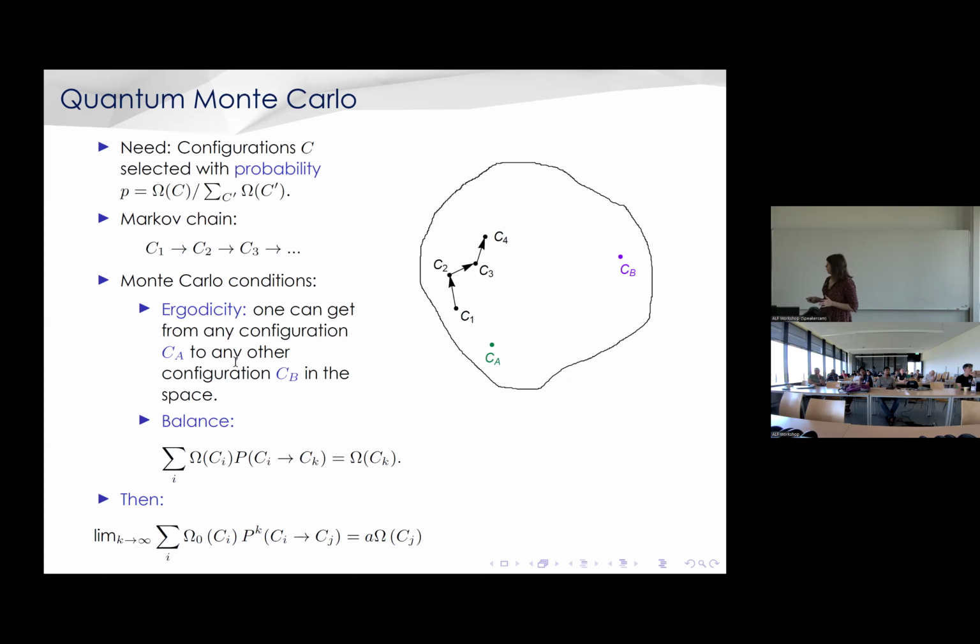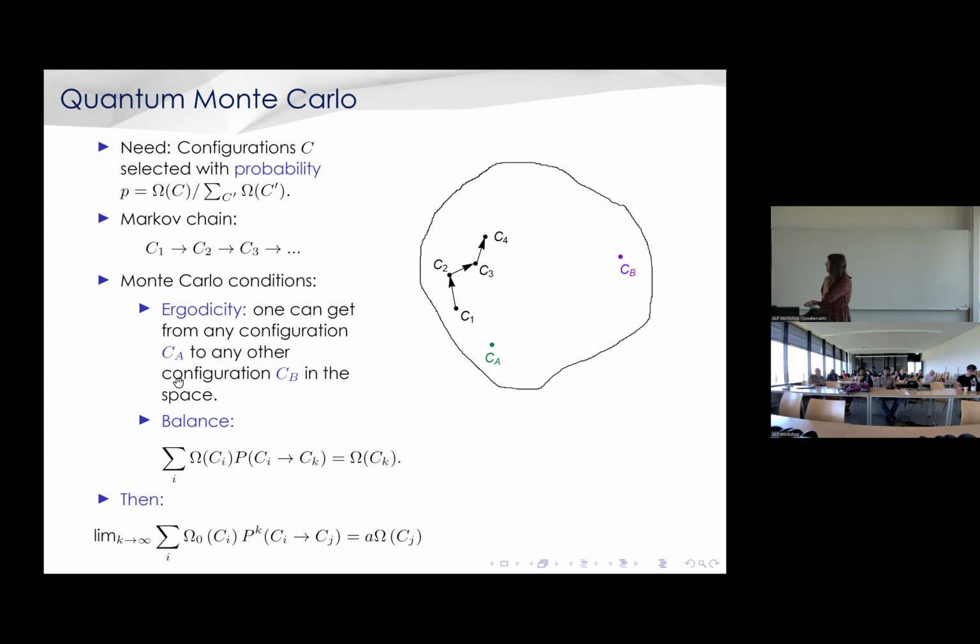And as long as with these rules, we first have ergodicity, so basically saying for any configuration we select in the space, let's say CA, we can get to any other, some randomly selected CB. It doesn't have to be immediately, but at some point in the chain, as long as we can get there, we say the system is ergodic. So that's one condition that we need to have.